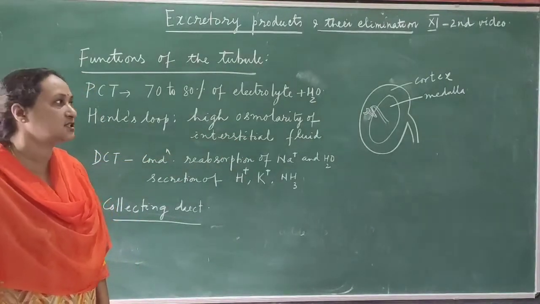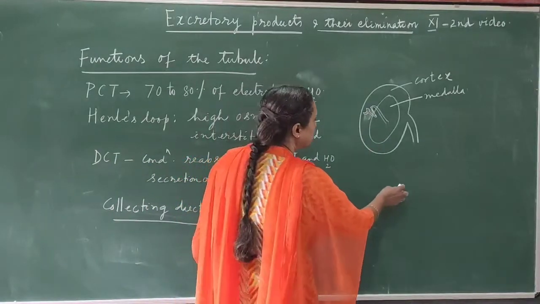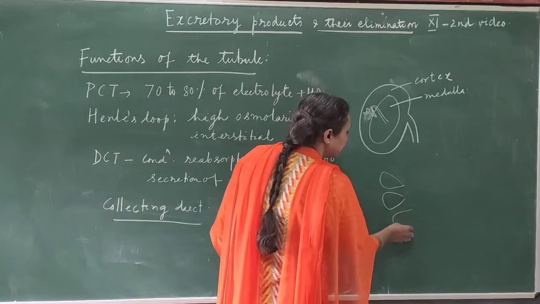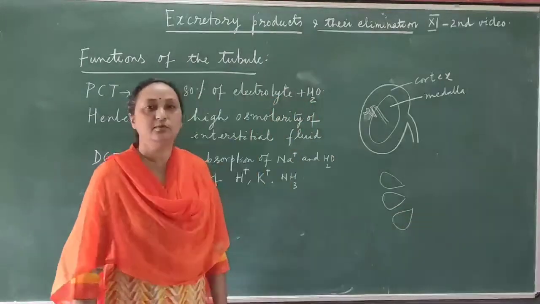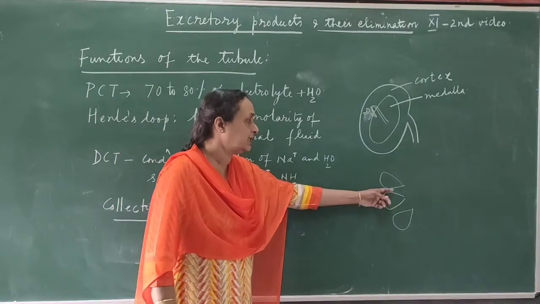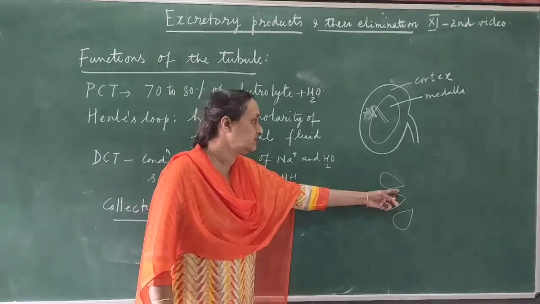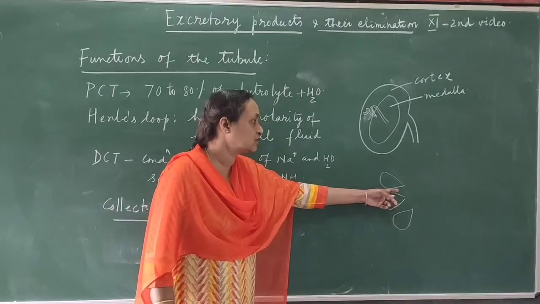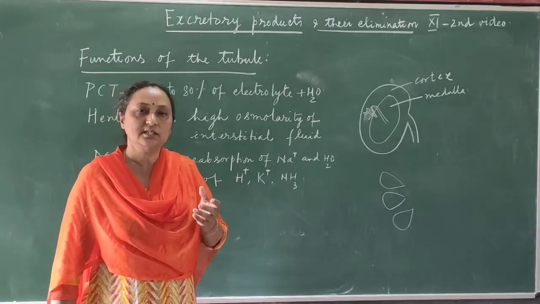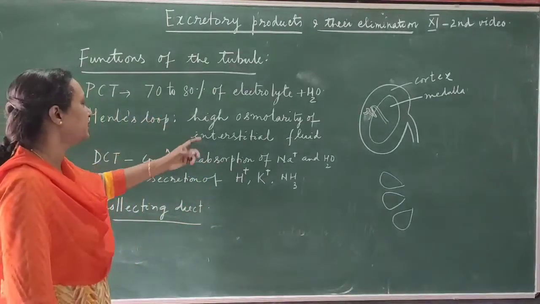So what is interstitial fluid? While explaining the anatomy of the kidney, I told you inside the kidney there are medullary pyramids, and the space in between these pyramids is called interstitial space. And in that space also there is fluid, which is called interstitial fluid. So maintaining the osmolarity means maintaining the amount of water of this fluid. That is also equally important. So the loop of Henle is responsible for that.